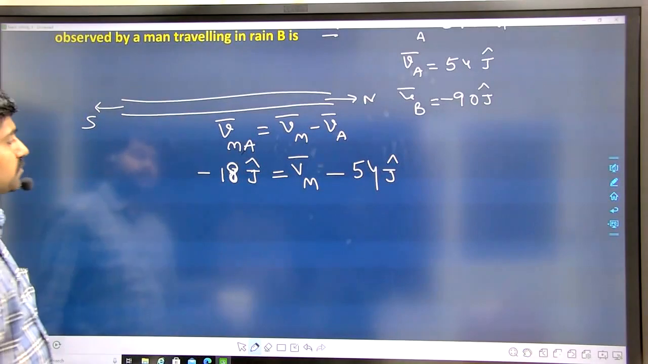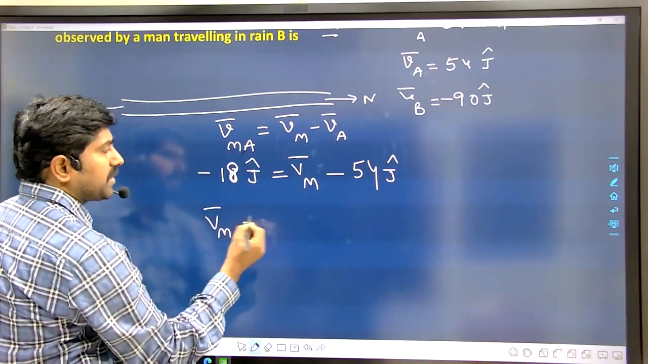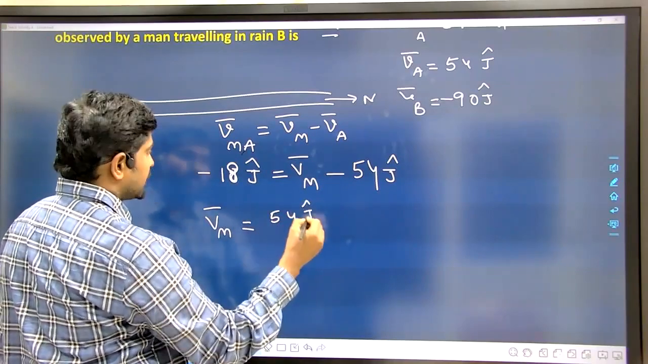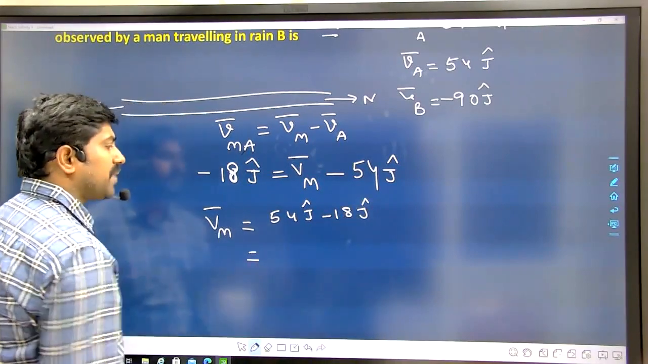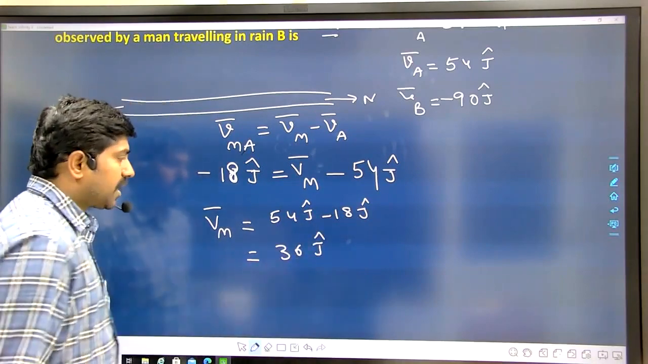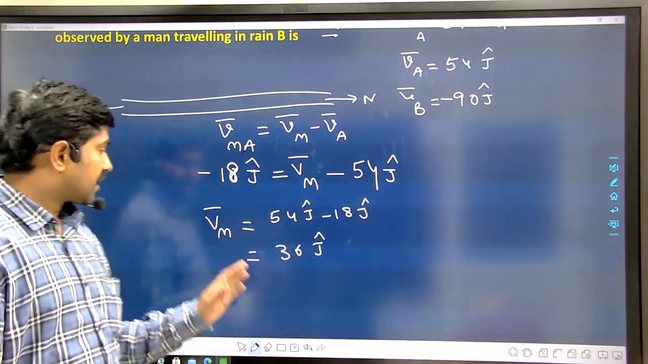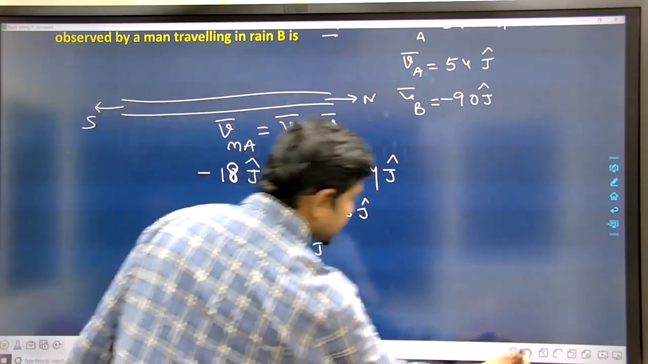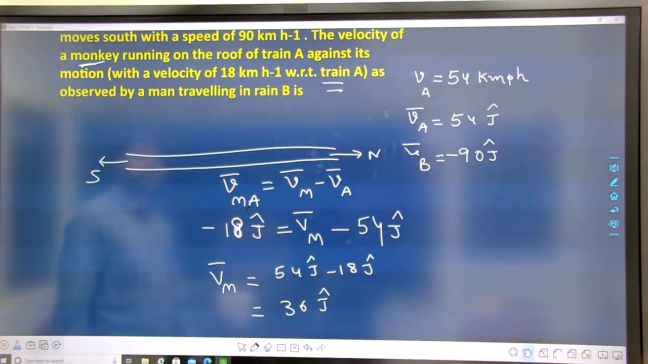And now you see here, what is the velocity of monkey then? Velocity of monkey can be calculated: 54 j cap minus 18 j cap. What is 54 minus 18? It is simply 36 j cap. And finally, the original velocity of monkey is 36 j cap. And what is the question here? From the information given in the question, we just calculated the real velocity of monkey.